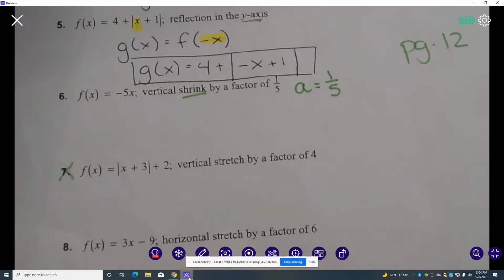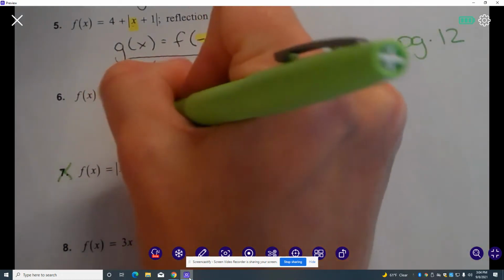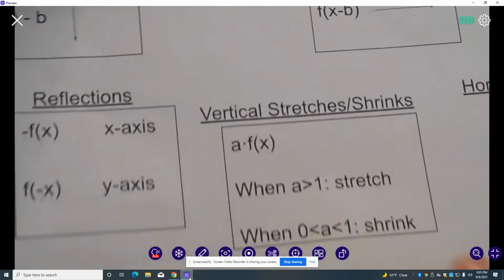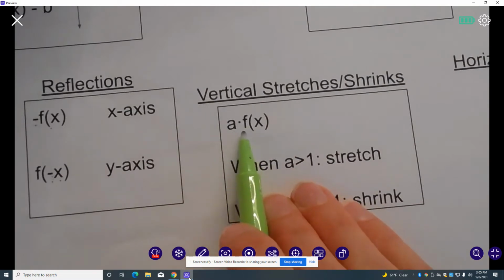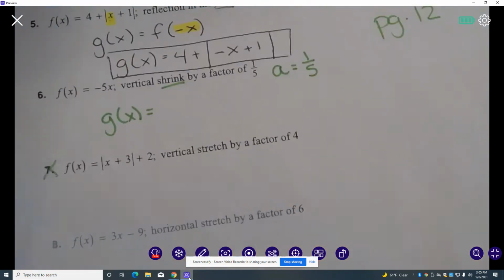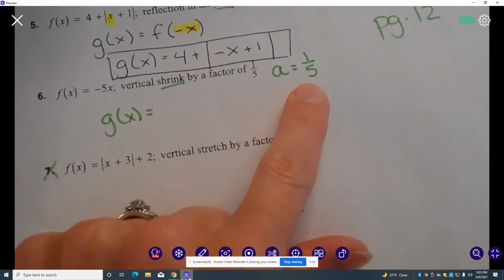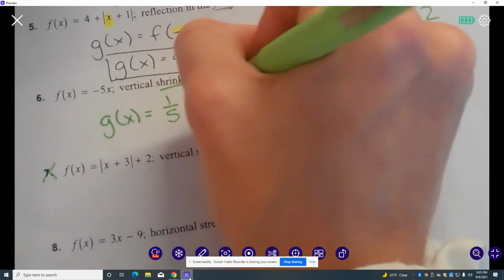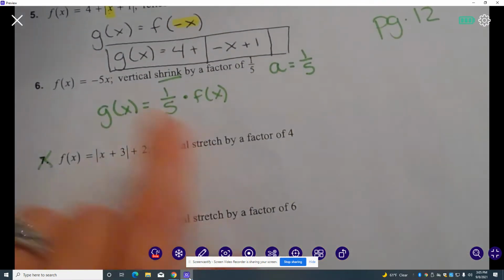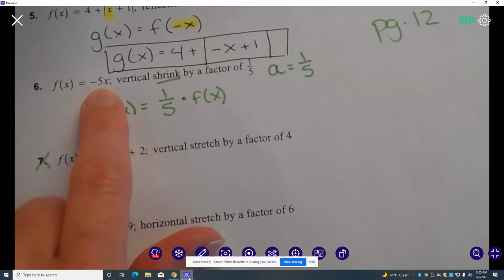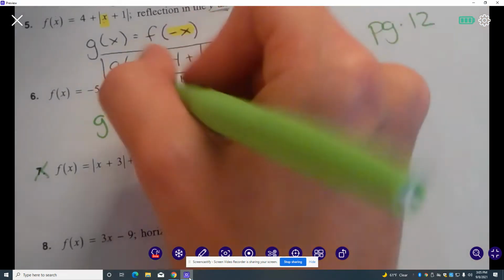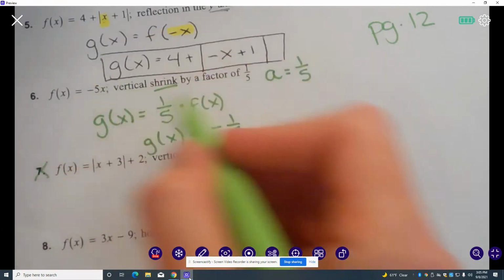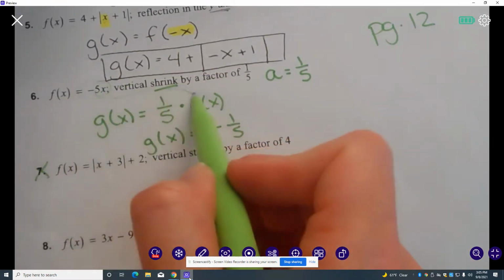So our rule for vertical shrinks is that our new function g of x, this shrink happens outside. We multiply outside the function. Remember, a is going to be multiplied by f of x outside the function. So g of x will be equal to my a value, which is 1/5, because we're doing a vertical shrink, times f of x. So now I need to take my f of x function, which is negative 5x, and substitute it in. So g of x will be equal to 1/5 times f of x, which is negative 5x.